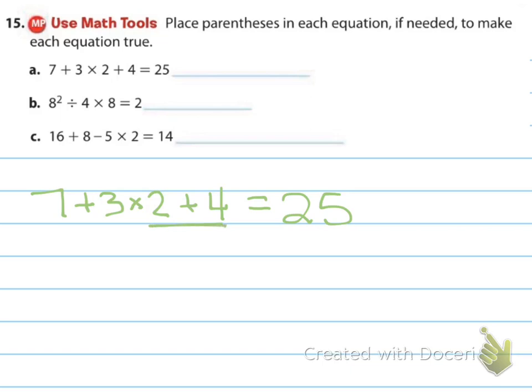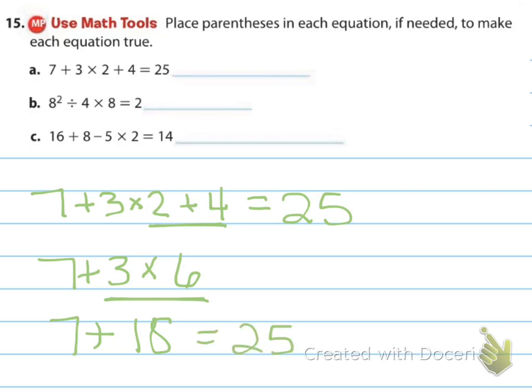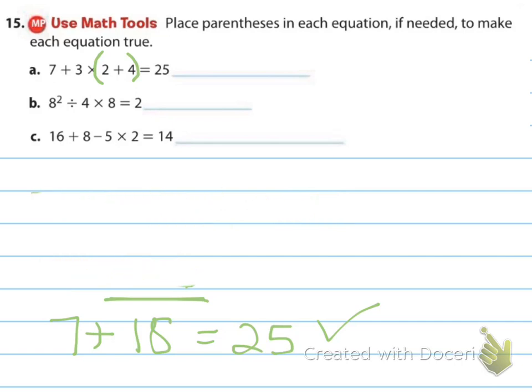So hopefully this is going to be it. We're going to do 4 plus 2 in parentheses, which is 6. Bring down everything else. Now remember that when we're doing this, we still follow please excuse my dear Aunt Sally, so I'm going to have to do my multiplication first. And 7 plus 18 is 25. And that's a match. So it looks like we need to put 2 plus 4 in parentheses. Alright, let's get rid of this and go on to the next one.